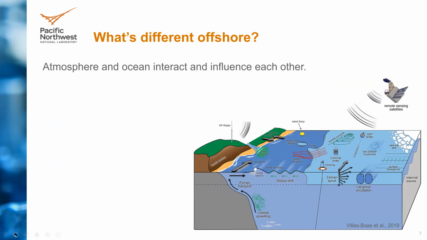So now what's different offshore? We know that we've put in several turbines on land. There's one key difference here: we have this ocean, right? So the whole ocean interacts and influences the atmosphere. This was a very nice illustration in one of the papers in the citation below, which encapsulates a lot of the different processes which occur in an offshore environment.